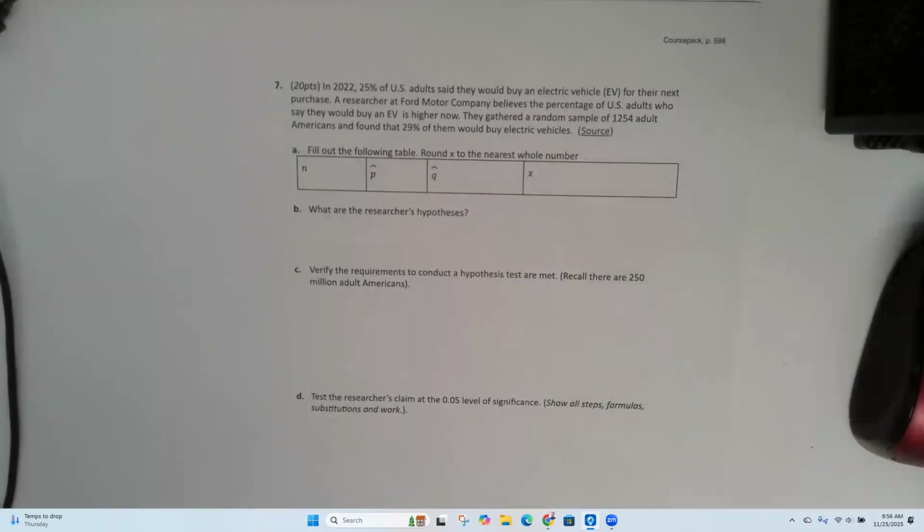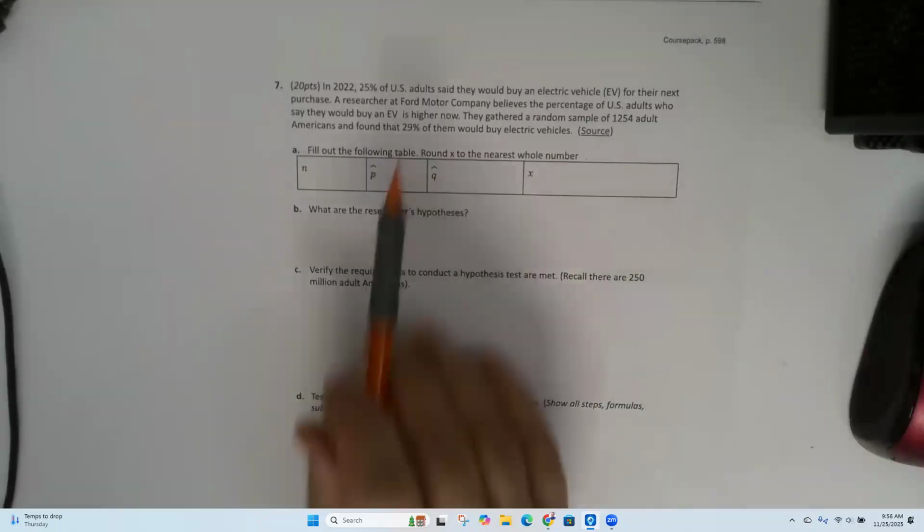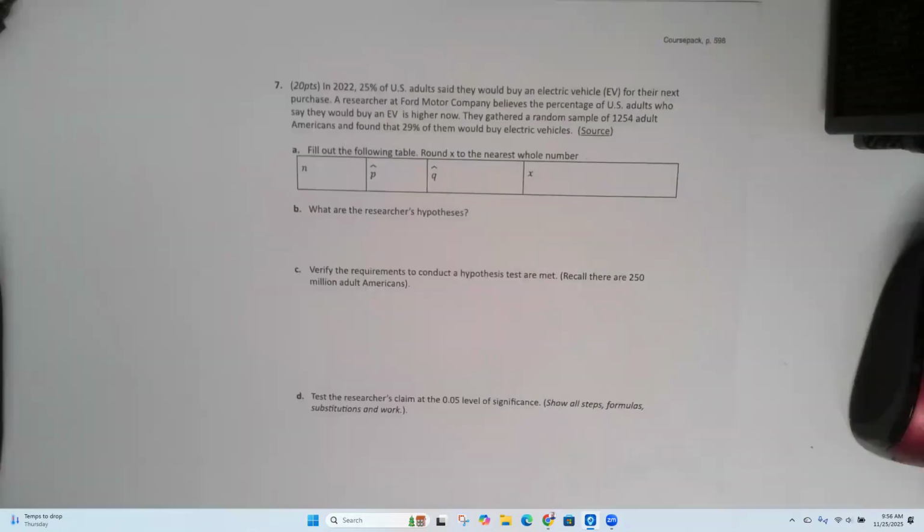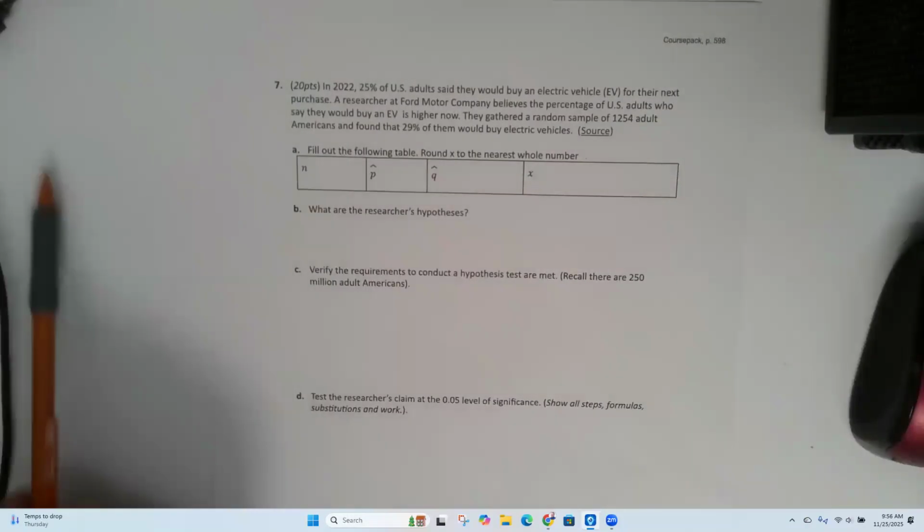That's ultimately what all this hypothesis testing is doing. You can't just take your sample and say that sample is for sure representative of what the true population proportion is.